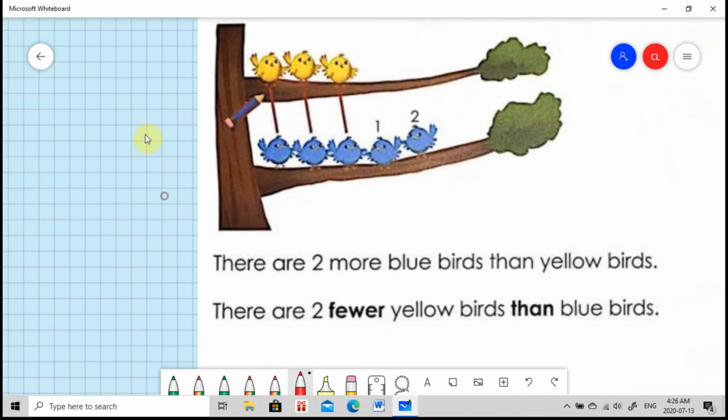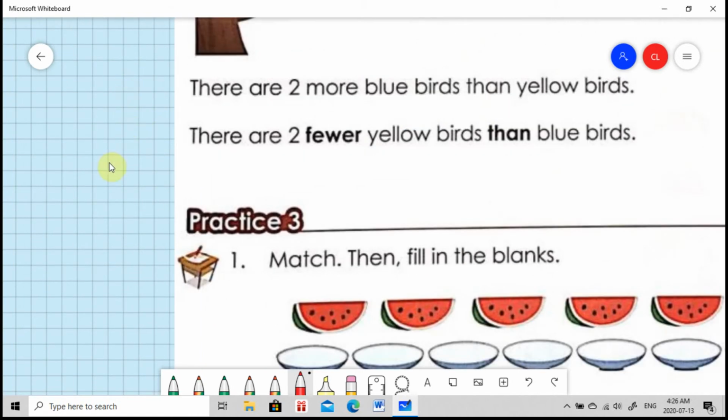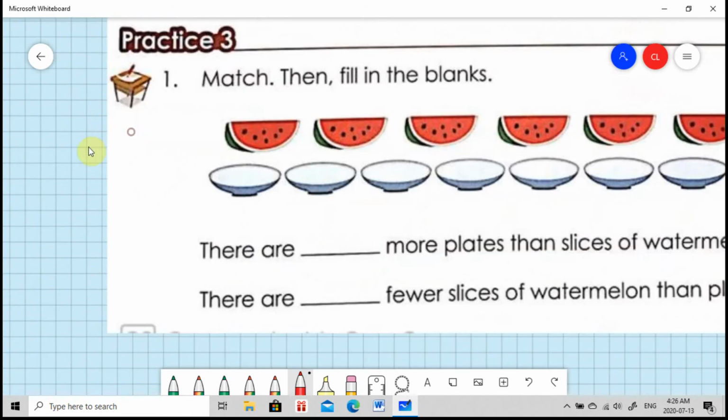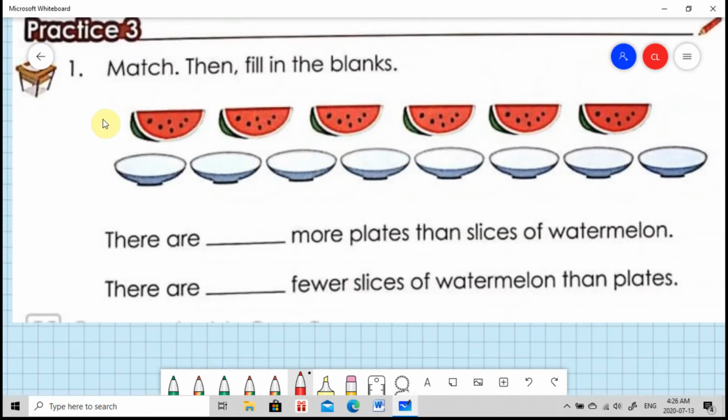Okay, now we are going to do the same thing. We're going to match and then fill in the blanks, right? We're going to match just like how they match it at the top. So in this case, we're matching watermelon with plates, right? So let's do this. We're going to have match one here. 1, 2, 3, 4, 5, 6, right?